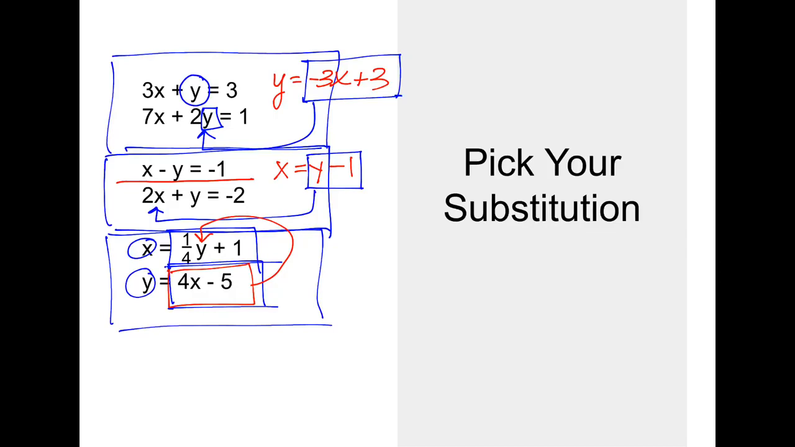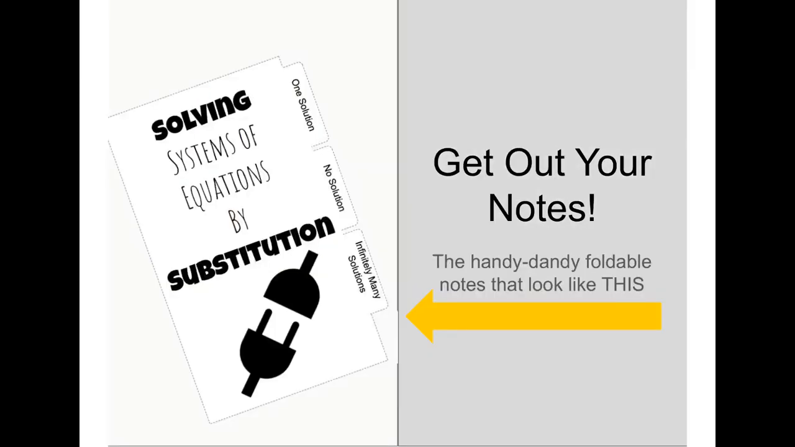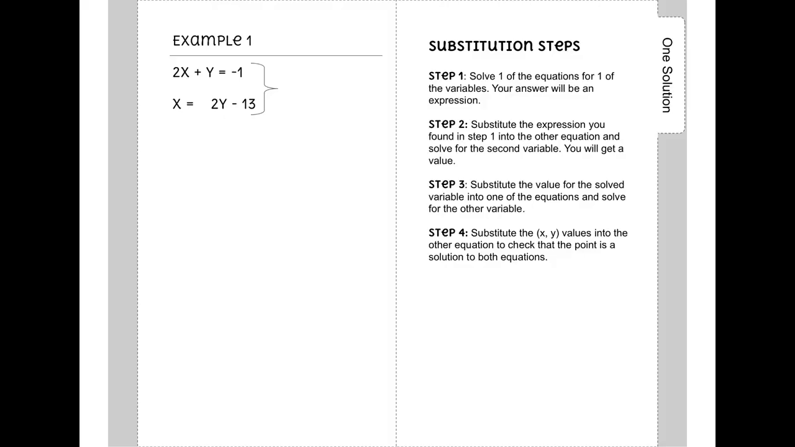Okay, let's put this all together and let's solve some systems algebraically. So it's time to get out your notes, Solving Systems of Equations by Substitution, and open up to the first page, and let's take a look at the steps involved and solve this system. Following the steps that we have listed over here to the right, step number 1 says to solve one of the equations for one of the variables. Your answer will be an expression. Well, guess what? It's already been solved for us, so that step has been accomplished.